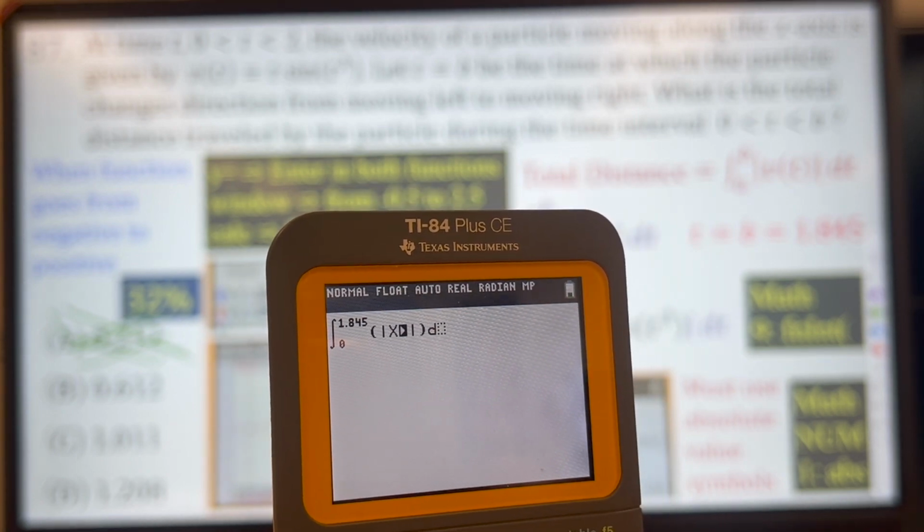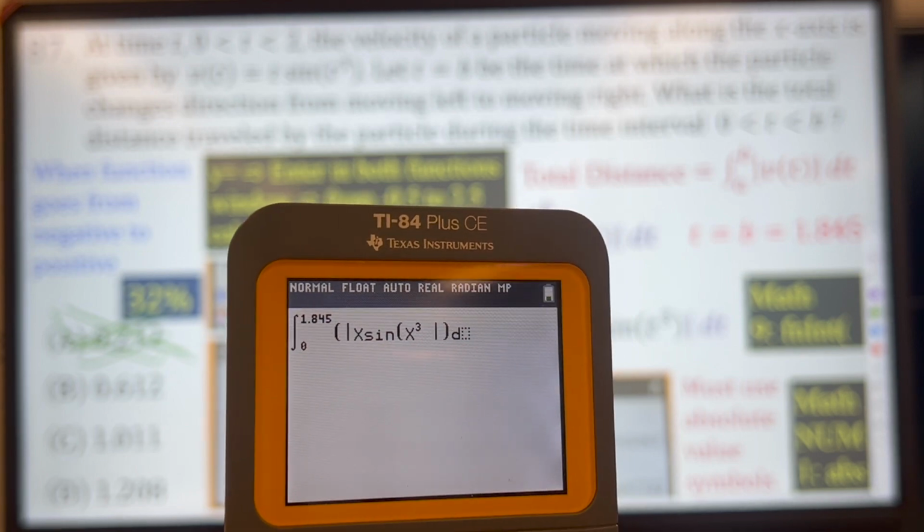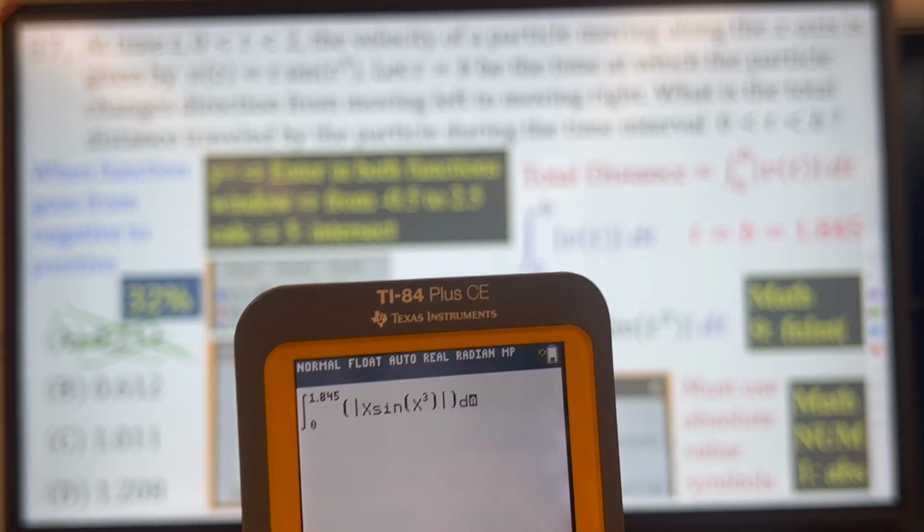X, sine, x cubed. Close your parentheses. dx.